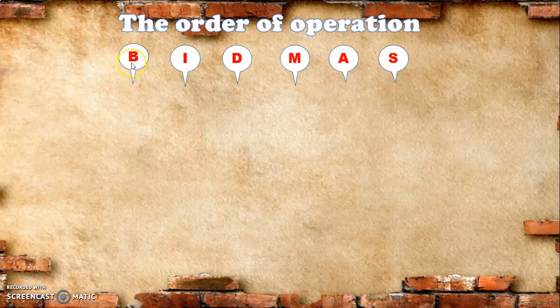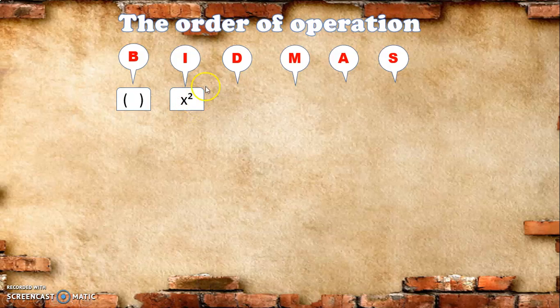So when we say B, it means the first one. If you see a bracket, it means that is the first operation that you need to do or calculate. Next, I is what we call the indices or the powers. If you see after the bracket this symbol, to the power, any indices, it means that is the second thing that you need to calculate.